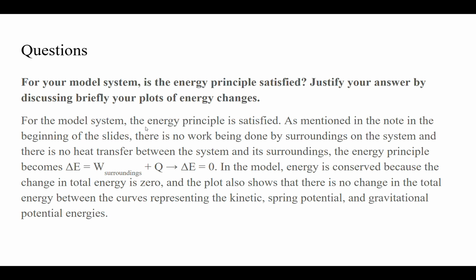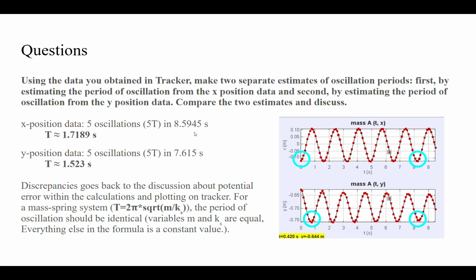For the questions for the model system, the energy principle is satisfied. As mentioned in the note, there's no work being done by the surroundings on the system, and there's no heat transfer between the system and surroundings. So the energy principle becomes delta E equals 0. In the model, energy is conserved because the change in total energy is 0, and the plot also shows that there's no change in the total energy between the curves representing the kinetic, spring potential, and gravitational potential energies.